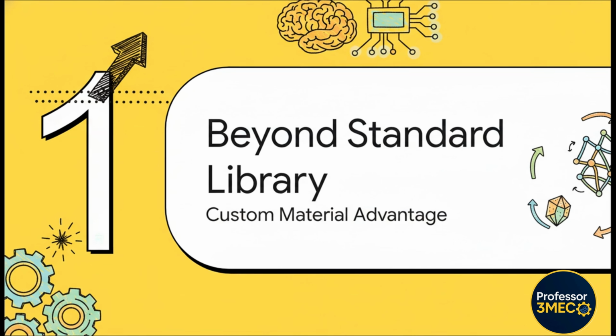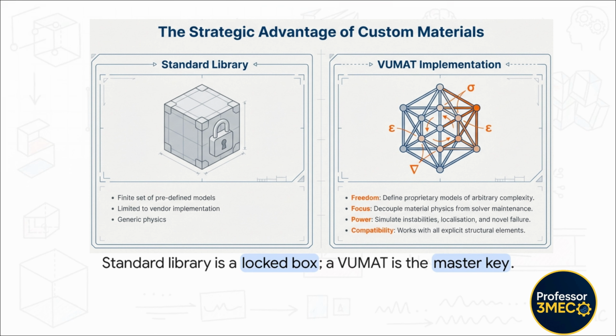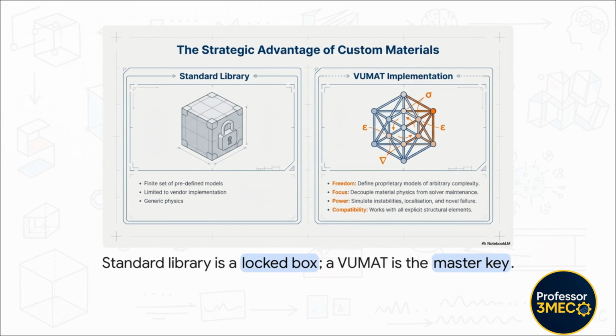The first big question is, why? Why would you ever need to go beyond the material models that already come with ABAQUS? Well, you can think of the standard library like a locked box. It's got a bunch of great, reliable, but generic models inside. A VUMAT, on the other hand, is the master key. It literally unlocks the solver and gives you the freedom to define any material behavior you can dream up, from proprietary composites to brand new failure models.